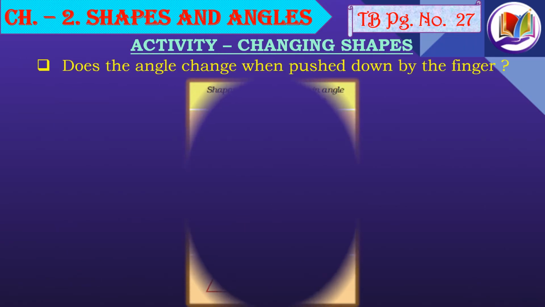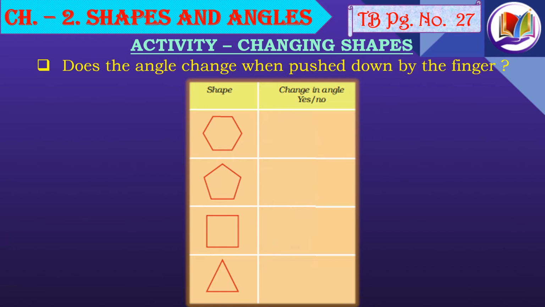Now children, here we are going to find out whether the angle changes when pushed down by the finger. For this, we'll use matchsticks to form this shape and then try to push from one of the ends and see whether the angle changes or not. Well, for the first one, hexagon, we are going to use 6 matchsticks, and if we push from one of the ends, we find the shape changes.